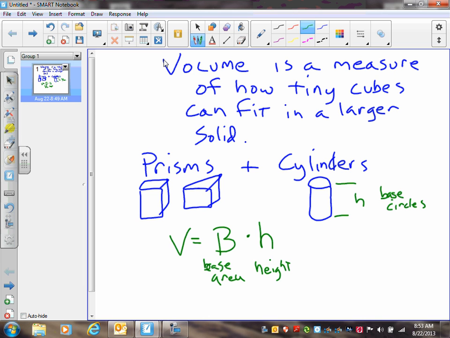Now, a rectangular prism, it doesn't matter because it's all rectangles any which way, but the bases are the top and the bottom. On a triangular prism, though, the bases are the triangles. No matter how it is laid, the bases are the triangles. That's what you have to watch out for. Now, from our last lesson, we figured out how to find the base area of a rectangle, of a triangle, and of a circle. So once you have the base area, it's very simple. Just multiply it by the height.